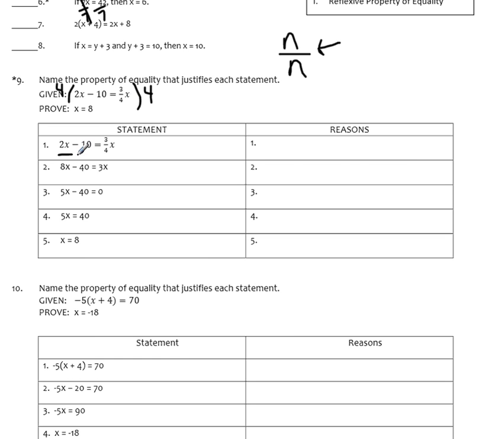Number 1, this is what our original statement said, 2x minus 10 equals 3/4 x. Why is 2x minus 10 equal to 3/4 x? Well, remember your reasoning, because it was given to us. So that's going to be a given.